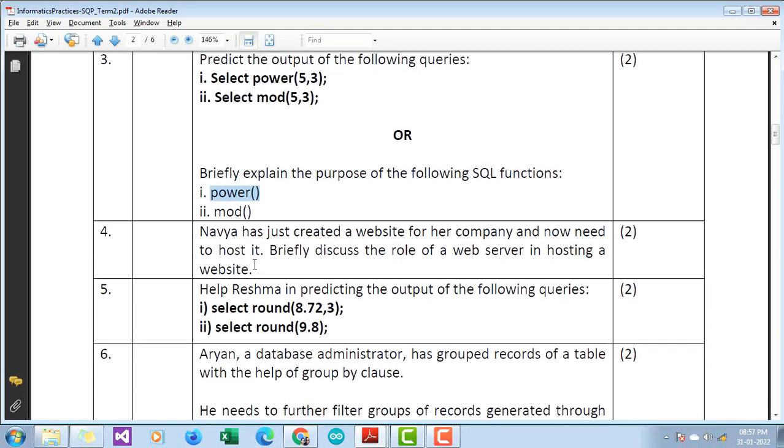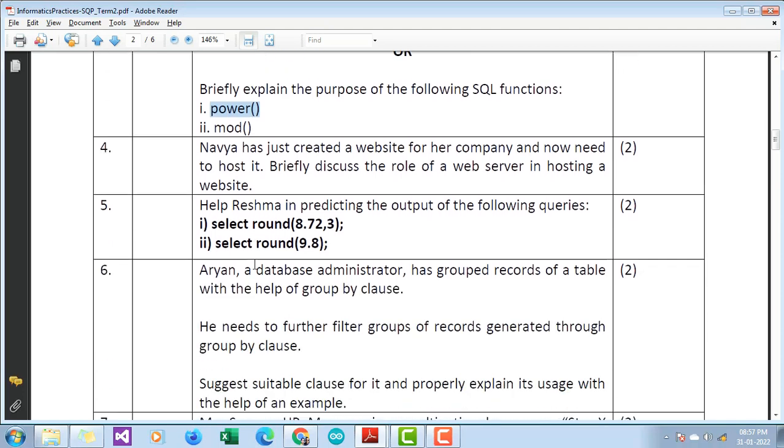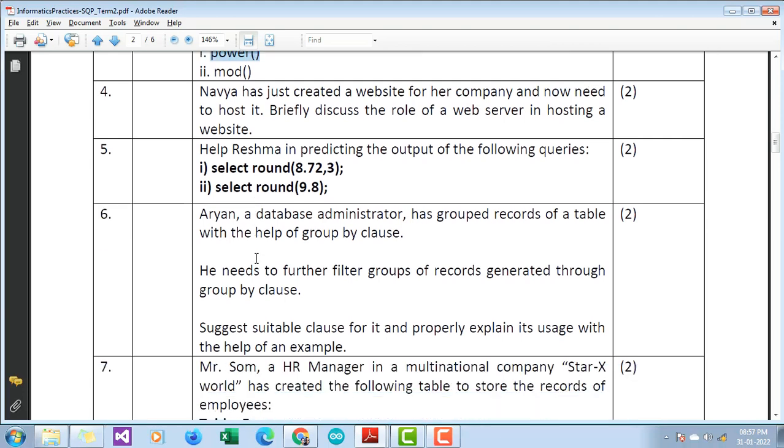Okay, now coming to question number 4. Navya has just created a website for her company and now needs to host it. Briefly discuss the role of a web server in hosting a website. Obviously this also pertains to unit 4. Now coming to question number 5, round function.